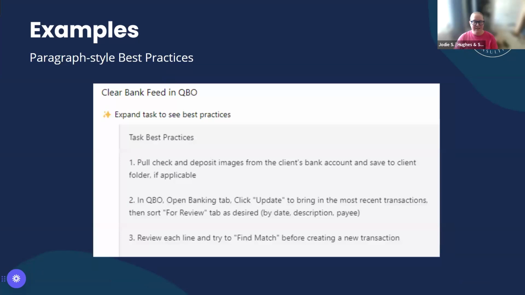All right, so another example here is to do kind of a paragraph style for best practices. This does not give you any sub checklist or subtasks. There's no checklist, so right here you'll see there's no count or fraction to say you've done X number of subtasks from the checklist. This is just a paragraph.